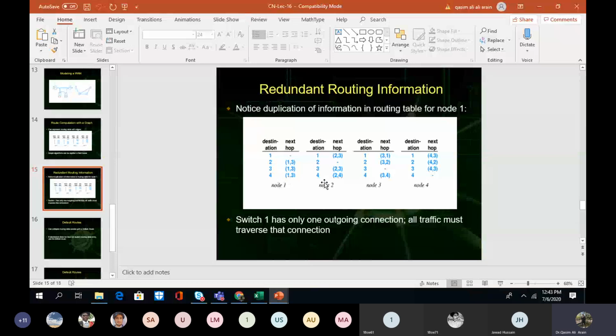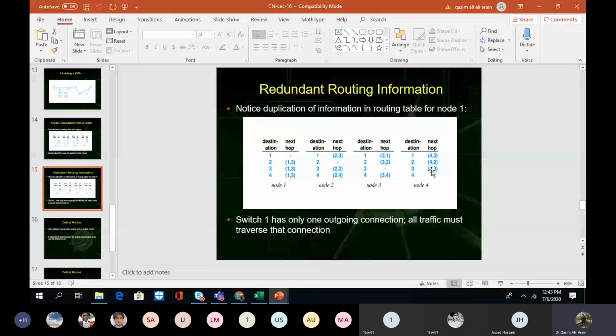When we are talking about node 2, for destinations 1 and 3 the same redundant loop is being used, the next hop being used is 2,3, 2,3. When we are talking about node number 3, there is no same route, so we don't have to consider this one. And when we are talking about node 4, destination 1 and destination 3 are using the same next hop values, 4,3 and 4,3. This is what you can call a duplication.